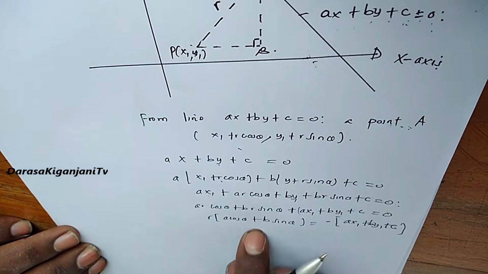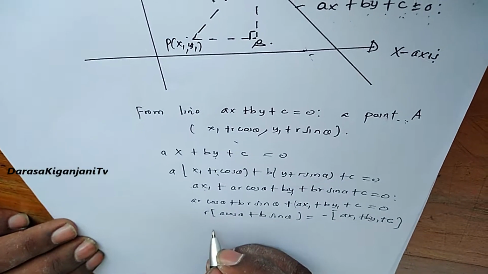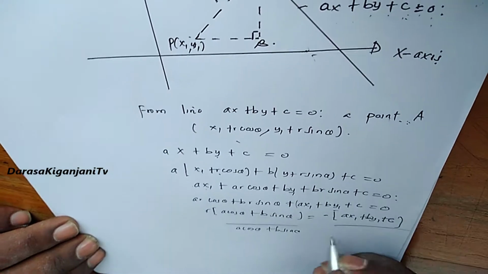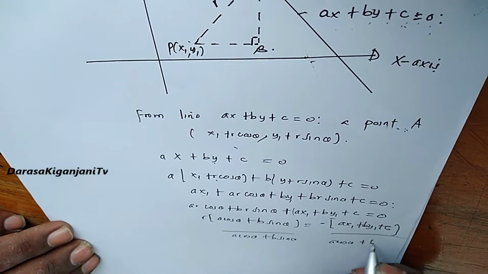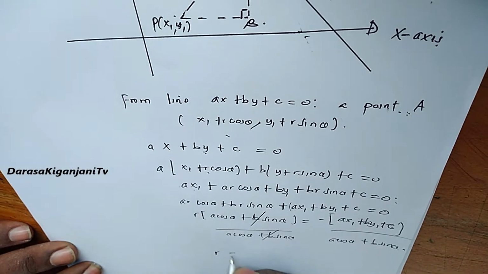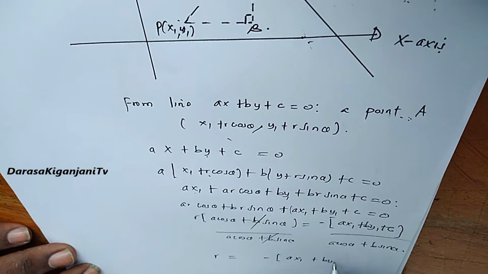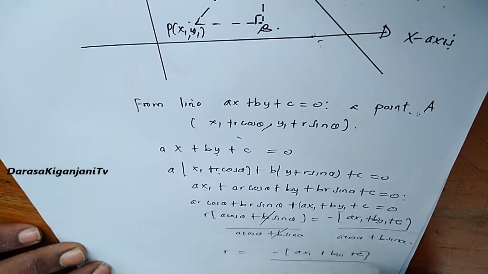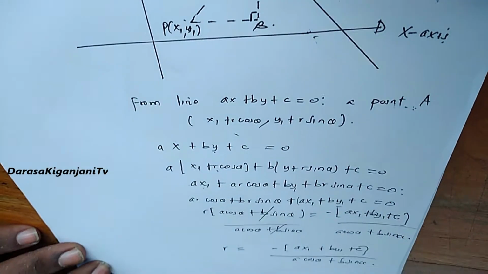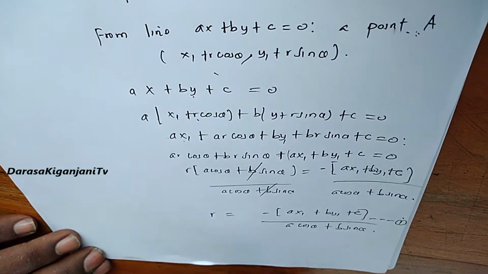But our essence is to obtain r, so divide by the coefficient of r, which is a cos θ + b sin θ. This one and this one will cancel out. So we have r = negative (ax1 + by1 + c) over (a cos θ + b sin θ). We have this value. We call this equation number 1.